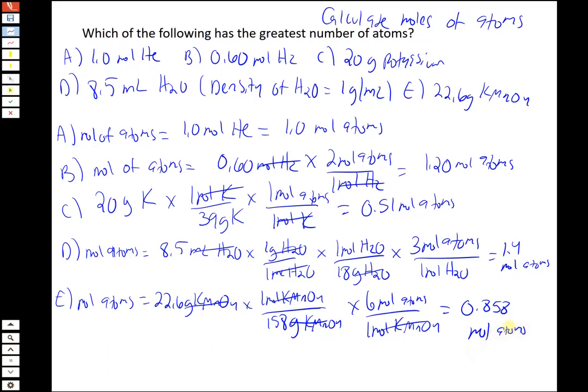Alright, so the number that ends up being biggest is this one here. So choice D, which is 8.5 milliliters of water, is going to be the one that has the most atoms. So here I calculated moles of atoms. Again, to get the number of atoms, you just multiply each of these by 6.02 times 10 to the 23rd, Avogadro's number. So you don't need to necessarily do that last step. If it has the most number of moles, it's going to have the most number of atoms, because that's just a counting number. That would be the same for all of them. But we have to, again, remember to use chemical formulas in the cases of compounds like water and KMnO4 to figure out how many moles of atoms are in there, because the initial calculation will just give us the number of molecules or number of formula units.